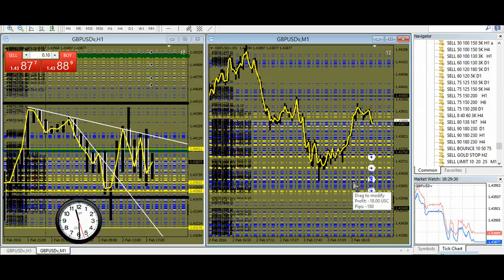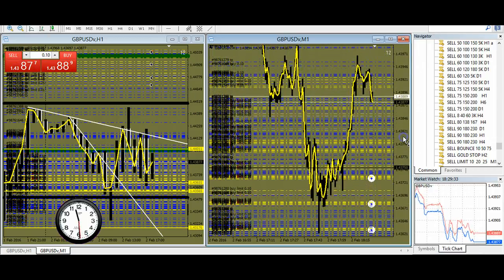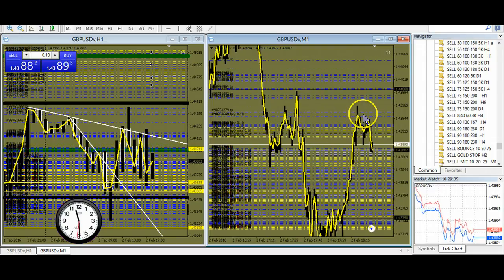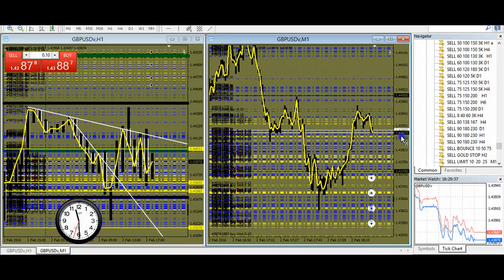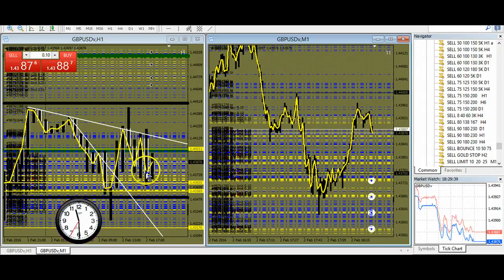There's nothing you're going to do. If they are going to retest this, which you could have sold up here and you'd be up on this trade right now, but then you've got to ask yourself, yikes, it's so late in the game here.